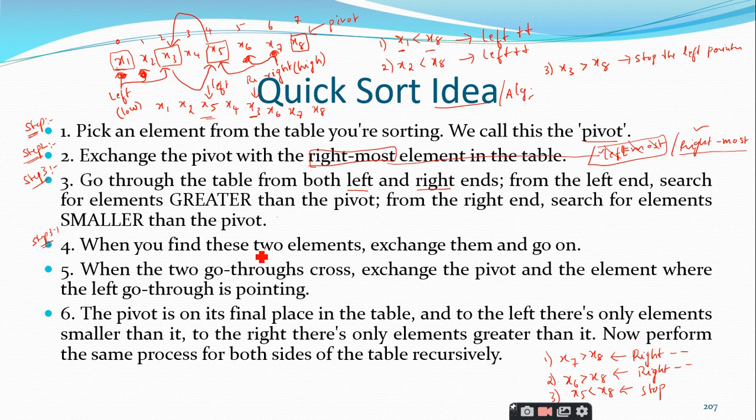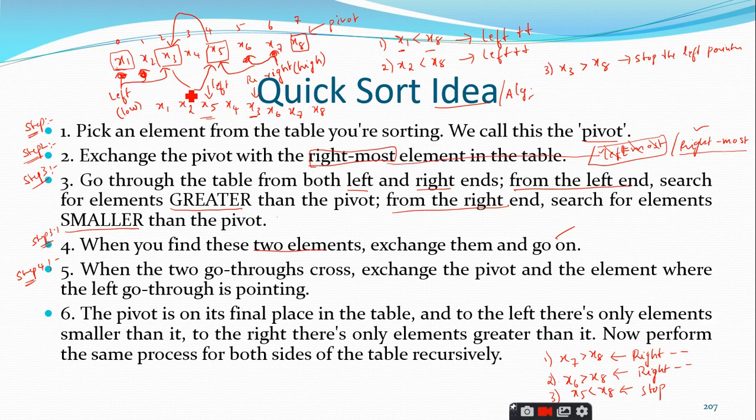So, when you find these two elements, you go through the list of elements from both left and right ends. From the left end, search for elements that are greater than the pivot. From the right end, search for elements smaller than the pivot. When you find such two elements, exchange them and move on. And at one particular point of time, at step 4, the left and right pointers cross each other.